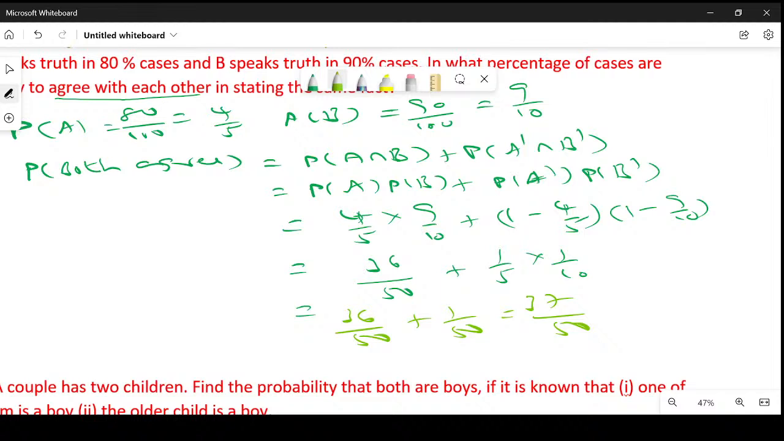But finally they are asking in what percentage of cases they are likely to agree with each other in stating the same fact. They are asking for the percentage only. So in percentage, can I multiply numerator and denominator by 2? 74 by 100. It's nothing but 74%. We're expecting the percentage, so multiplying numerator and denominator by 2, we get 74%. So that is the required answer.